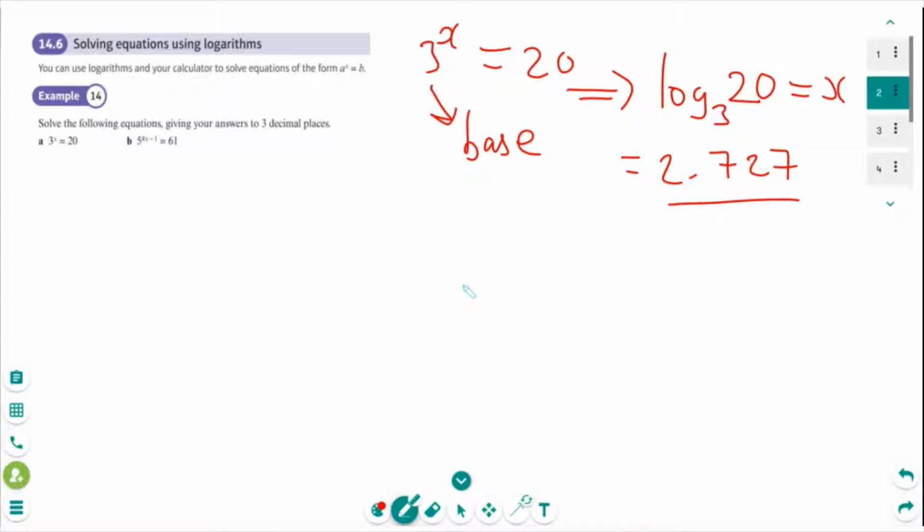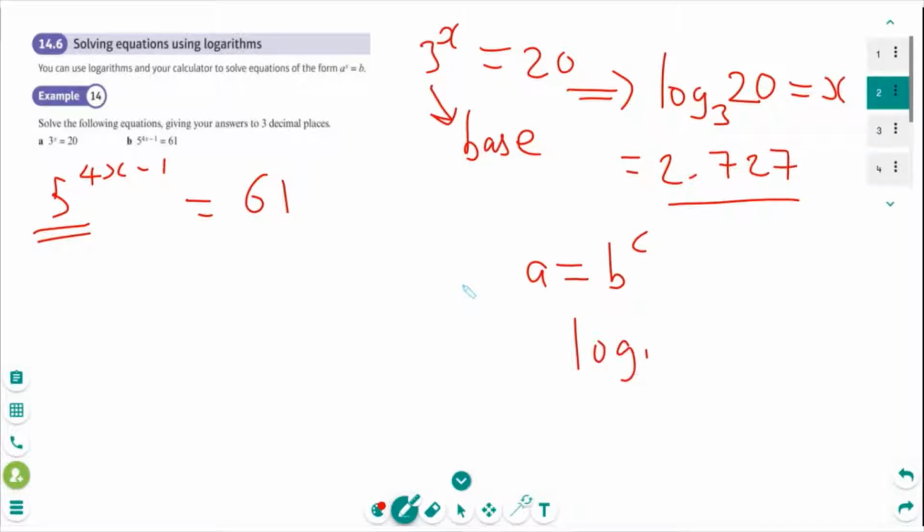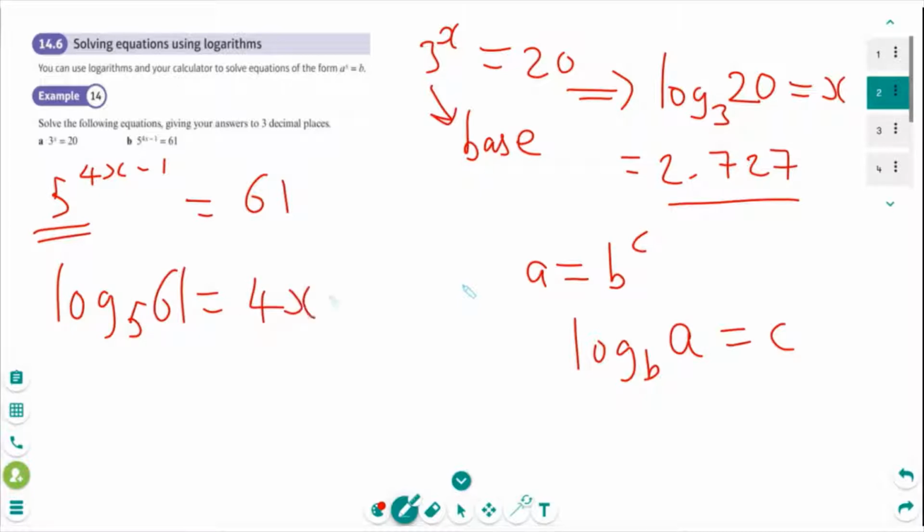Okay, next one. So the base again: 5 to the power of 4x minus 1 equals 61. So the base is 5. Remember the definition of a logarithm: if you've got a equals b to the c, then logarithm of the base of the number. That's all I'm using. So in this case, log base 5 of the number 61 is equal to 4x minus 1.